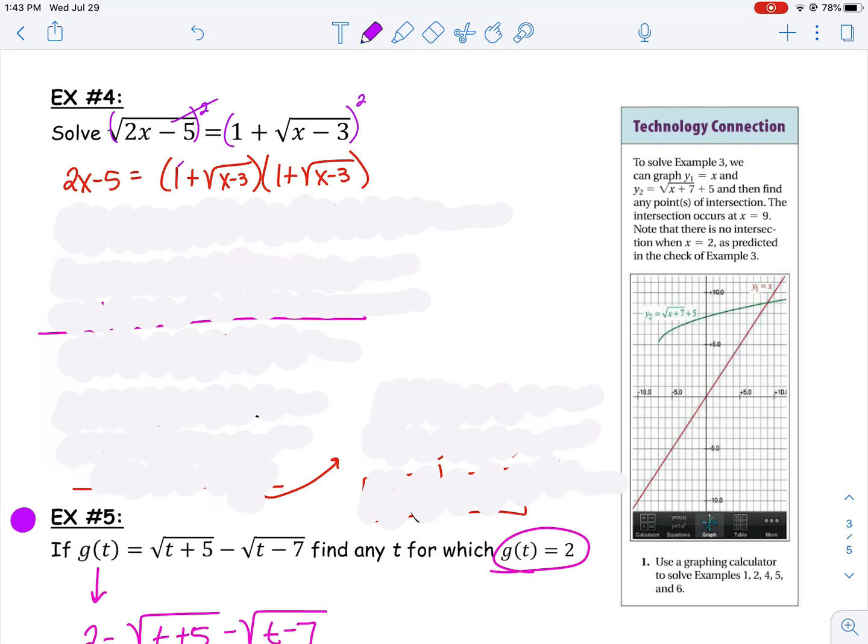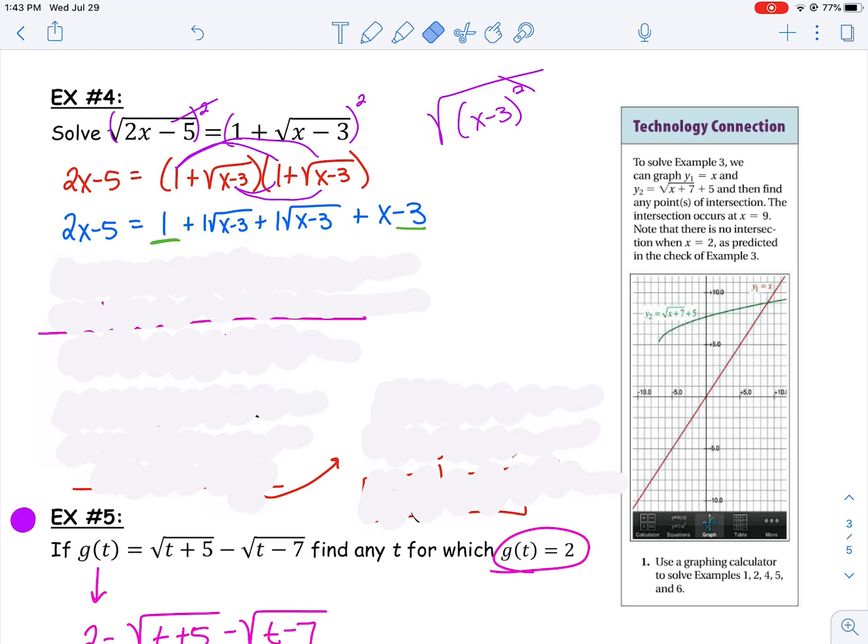You ready? When I do that, I have 1 times 1, which is 1. I have 1 times the square root of x minus 3, which is just the square root of x minus 3. I have the square root of x minus 3 times 1, which is just another square root of x minus 3. And now here's the hard part. I have the square root of x minus 3 times the square root of x minus 3, which would really mean I have the square root of x minus 3 squared. I have two of them, right? Well, don't the square and the square root on that one also cancel? So then I'm actually just left with an x minus 3.